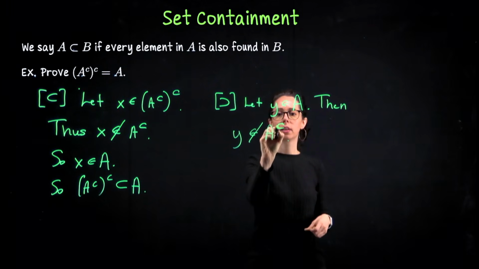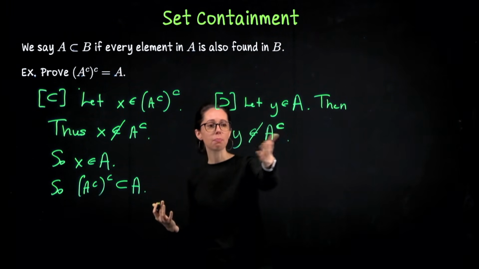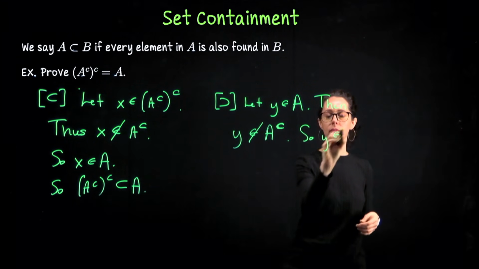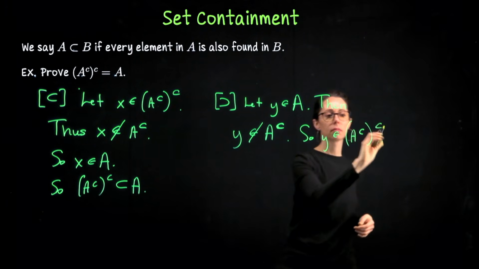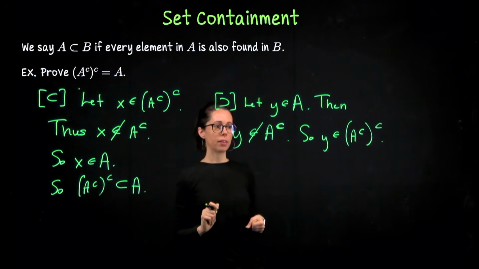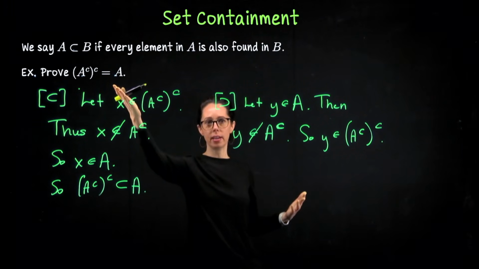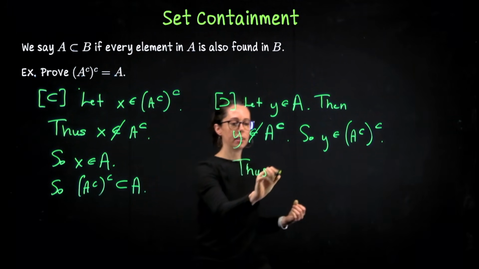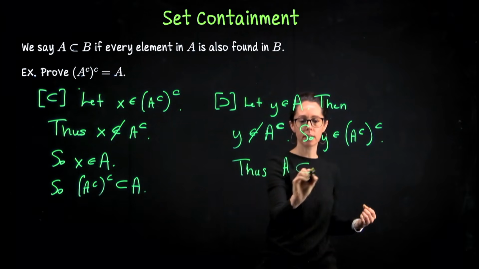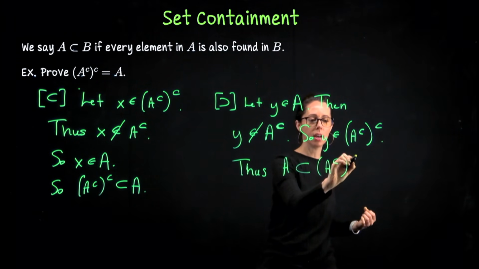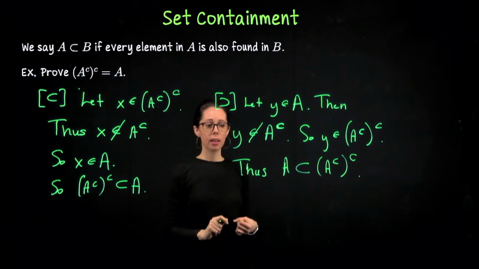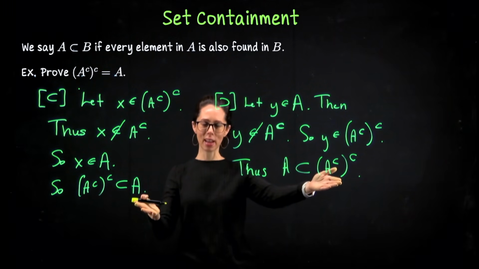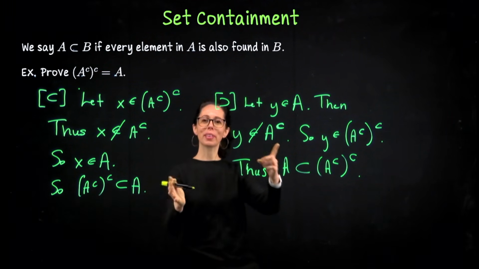But now viewing this just as a set, to not be in that set means to belong to its complement. Now I have shown that any random element from the right-hand side is an element of the left-hand side. Thus, A is a subset of the complement of A complement. So the left-hand side is a subset of the right-hand side. The right-hand side is a subset of the left-hand side. They must be the same set. That's the only way that could be true.